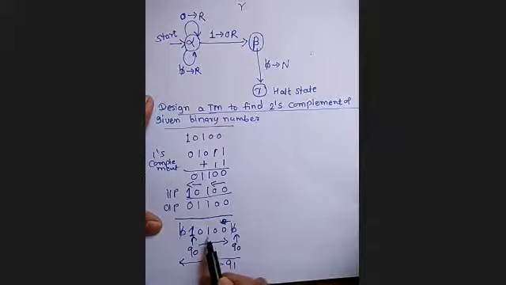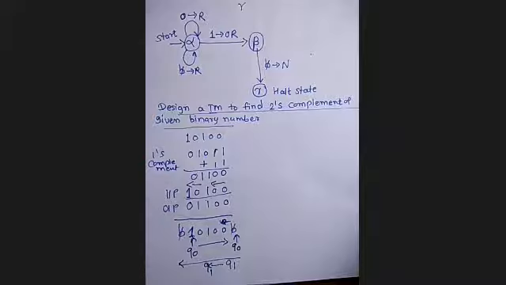Now beyond this, that is after this one, till you reach the left end of the input string, we have to interchange it. That is, 0 you have to replace by 1, 1 you have to replace by 0. So we need to define another state that will perform that. It will replace 0 by 1, 1 by 0. So after this 1, we'll change state to q2.